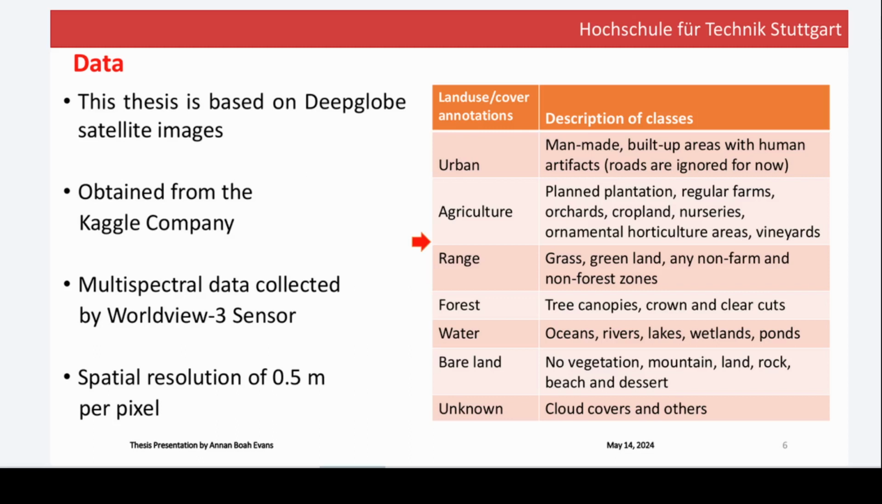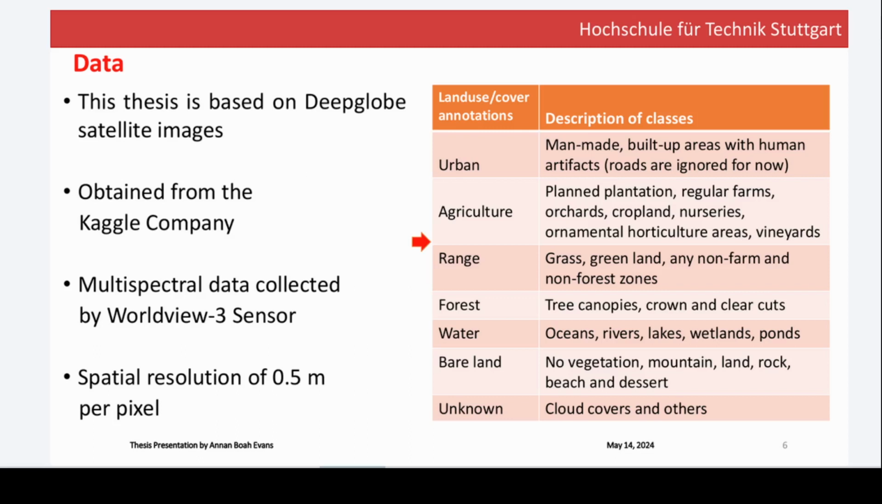Then we also use the concept agricultural land, which refers to plantations, regular farms, acres, cropland, nurseries, and also range, referring to grasslands, some greenhouses and non-farming and non-forest zones. Forest zones depict trees and canopies, while water bodies refer to all water, rivers, wetlands and ponds in our case for this spatial data. Then we also use the concept of bare land, which refers to no vegetation areas, mountain or rocky areas.